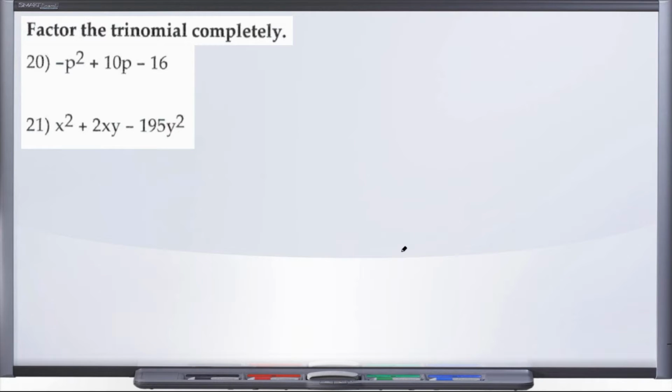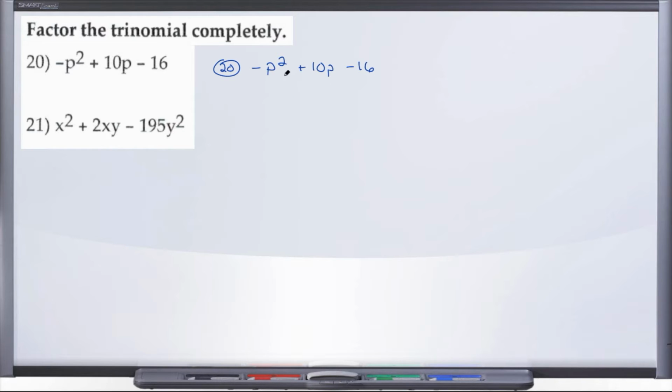All right, so here we are at 20 and 21, and we are still factoring the trinomial completely. So let's go ahead and take a look at number 20, and they give us negative p squared plus 10p minus 16. All right, and again, hopefully by now we know those two questions are automatically going through our head. Is there a GCF, and how many terms are there?